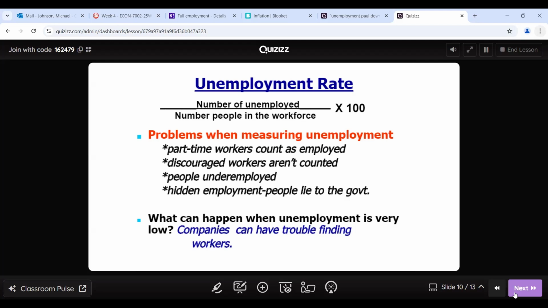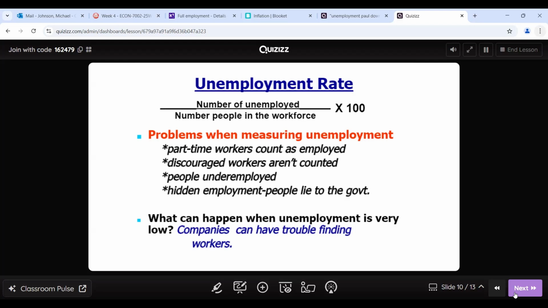Discouraged workers aren't counted, so people who have given up looking for work aren't counted, which is a big problem because we need to count them to ensure that there's representation. People underemployed aren't adjusted for. So if someone's working a job that they're not trained for, there's not an adjustment for that. Hidden employment: people lie to the government about their jobs.